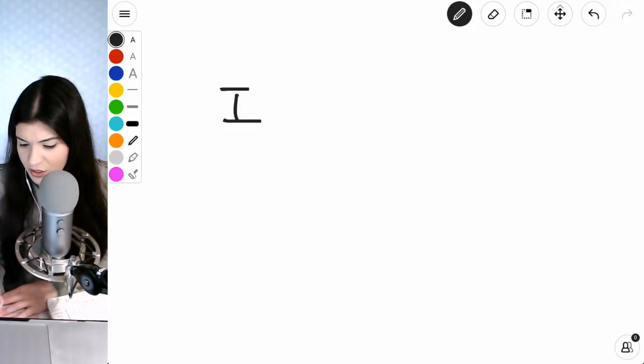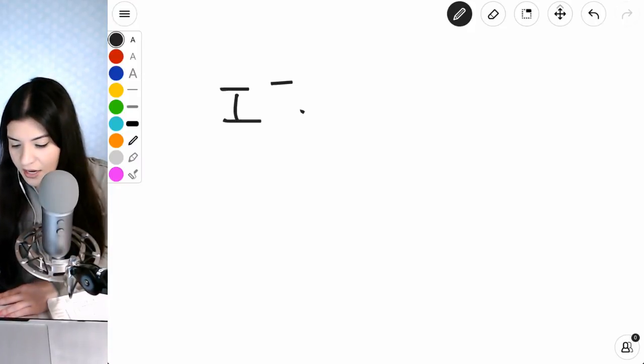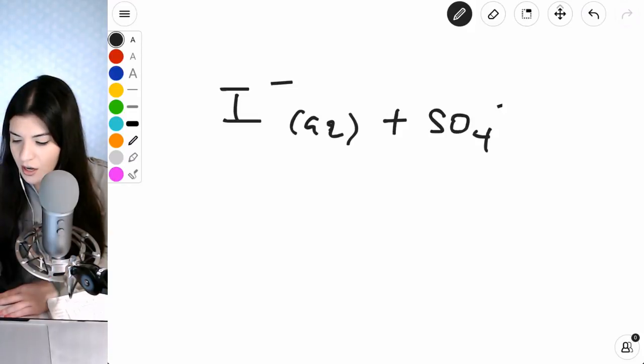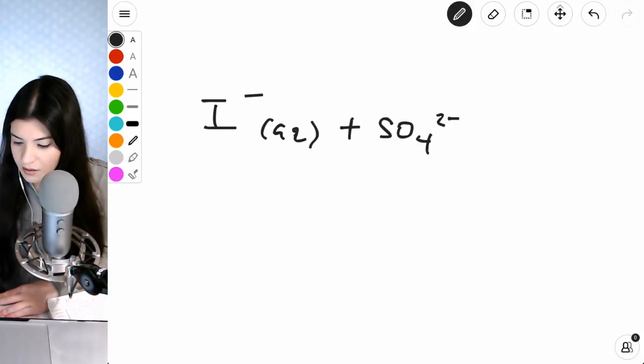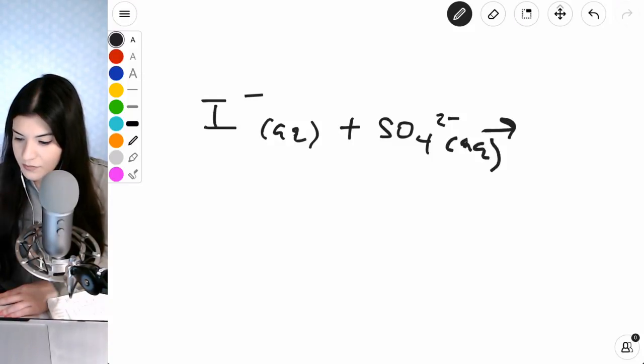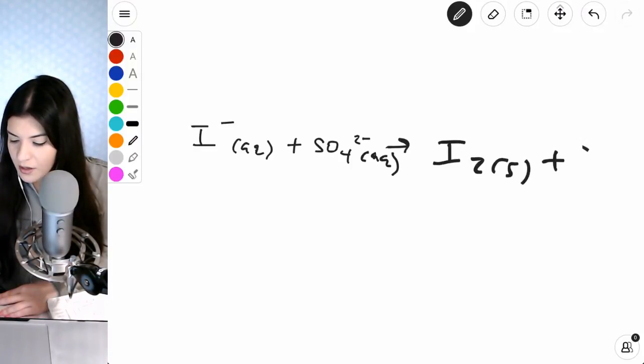All right, so for now, I'm going to just balance a redox reaction, and we're going to start off with this one. Balancing a redox reaction under basic conditions. And I have an example here. This is aqueous I2S plus. Okay, there we go.